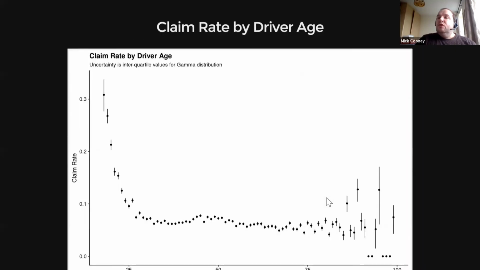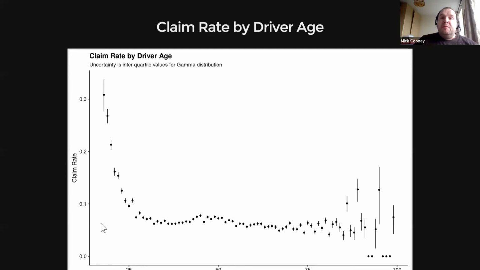We can look at the driver age, like I said before, and as you can see here, below the age of certainly even 25 is where young drivers are just very, very expensive. They claim a lot. Look here, we don't have very many, but the ones we do have have a claim rate of over 0.3. So that shows you why insurance for young drivers is so expensive: the frequency is just so high and they have so many claims. It kind of makes sense.